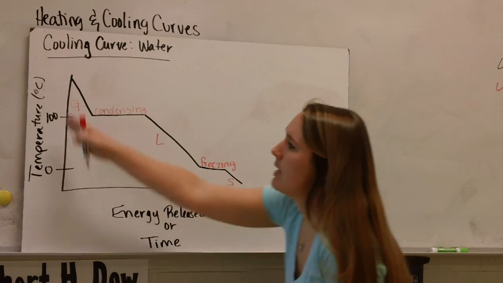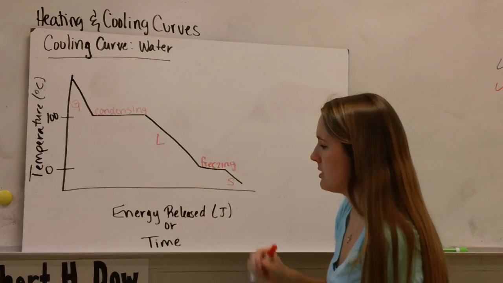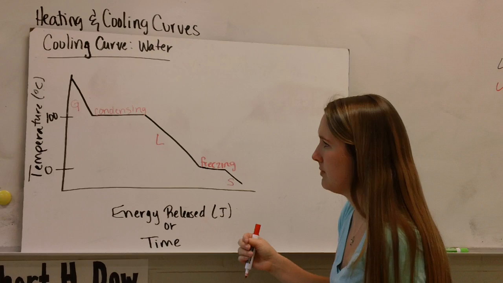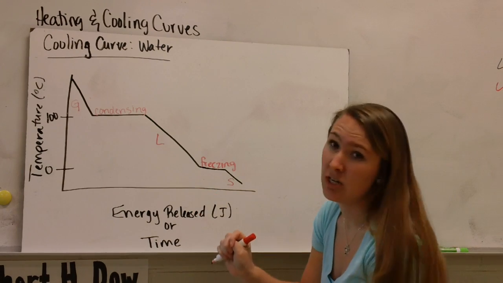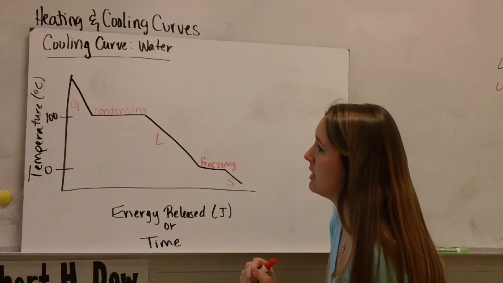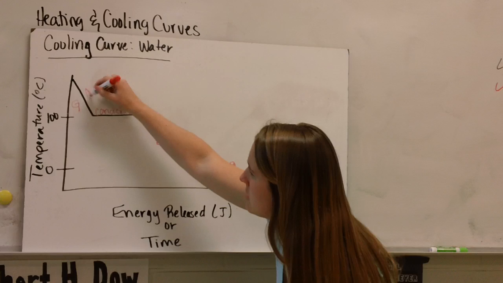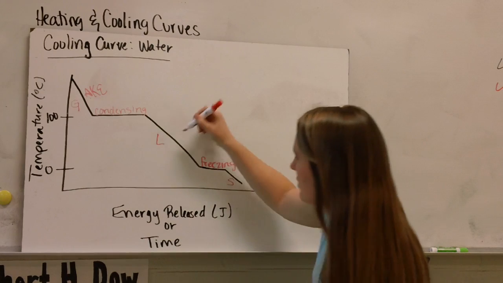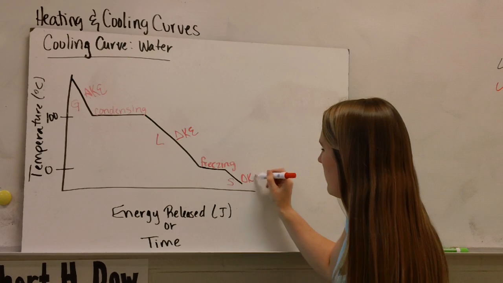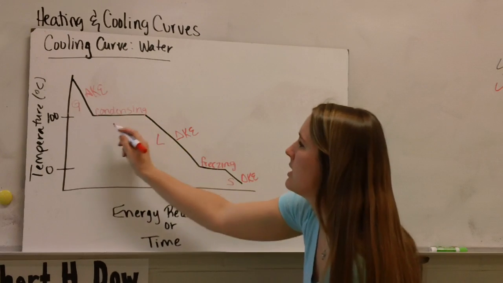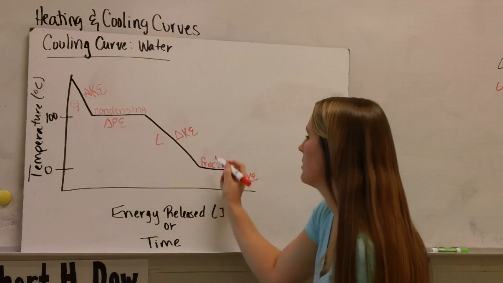Okay. Again, my axes are the same: temperature, energy released or time. Again, I want to put in my changes in potential energy and changes in kinetic energy. Along the sloped lines, those are going to be changes in kinetic energy. And along my phase change, those are changes in potential energy.